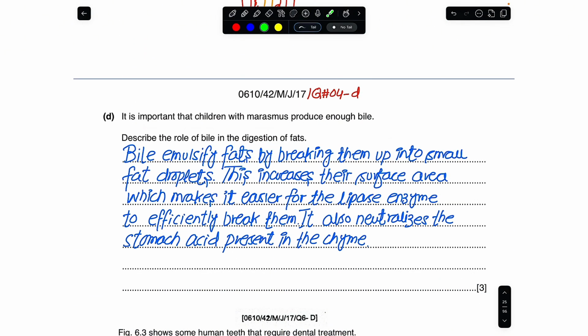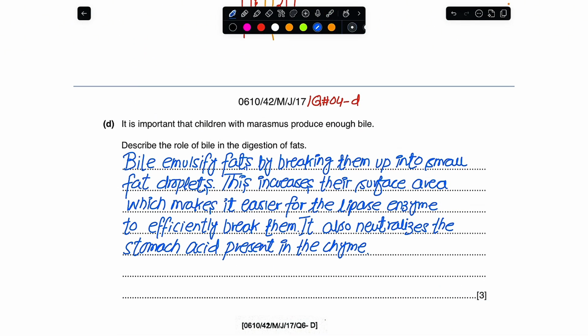Now, here we come again to May June of 2017. The theory paper variant was 4.2, and this appeared as question number 4D of your exam. Marks are 3, and they are telling you that it is important that children with marasmus produce enough bile. We have nothing to do with marasmus here; they simply want you to describe the role of bile in the digestion of fat.